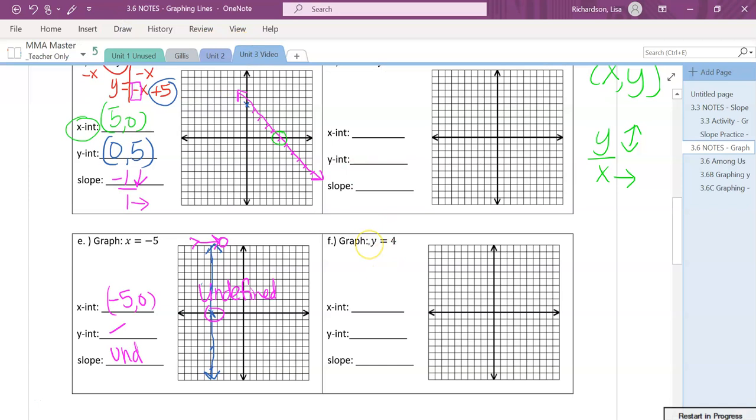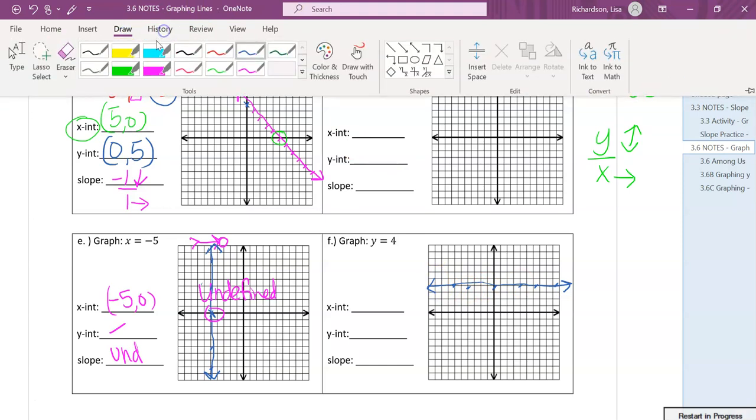So then let's go over to our next one. And this one is just y equals a number. So no matter what, y always equals 4. So I'm going to mark y equals 4. Oh, but y equals 4 there, and y equals 4 there, and there, and there, and there. So basically, y equals a number is a straight horizontal line at that number. Okay. So what does that mean?